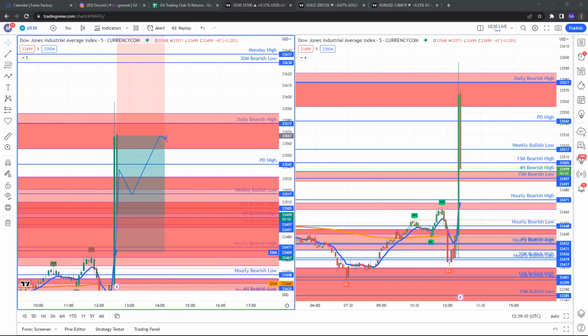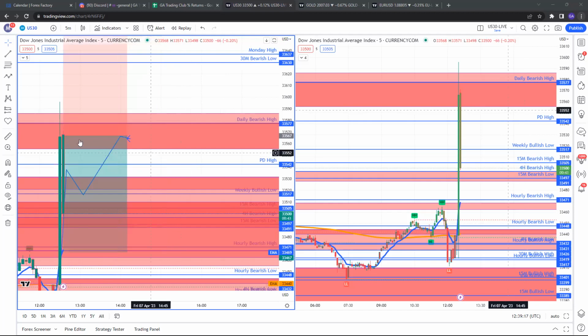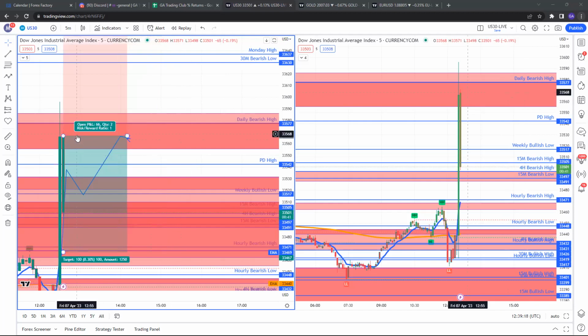Can you guys still hear me? I think I'm in and out. Yes, yes. Okay, so this trade is currently at 567. We are currently 60 pips in profit.